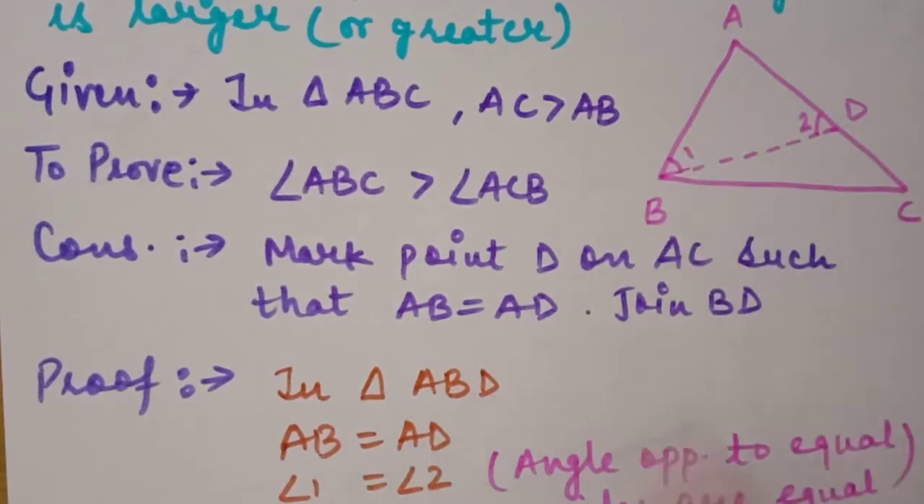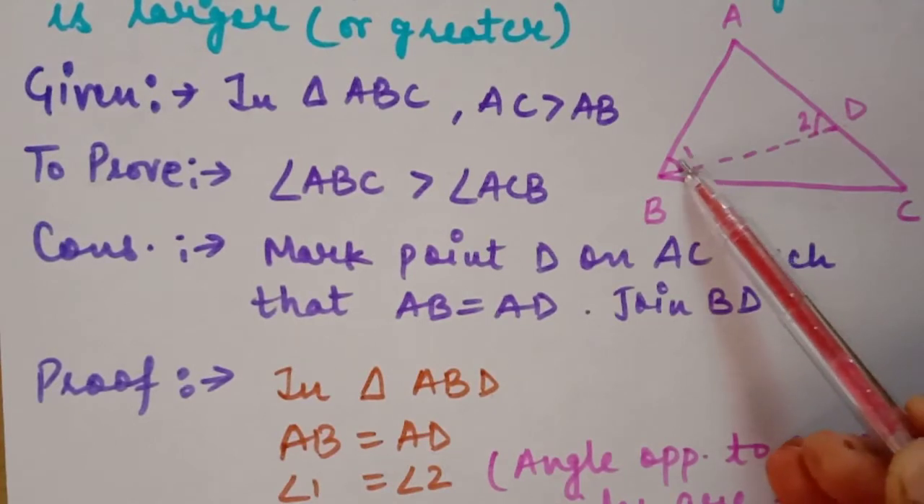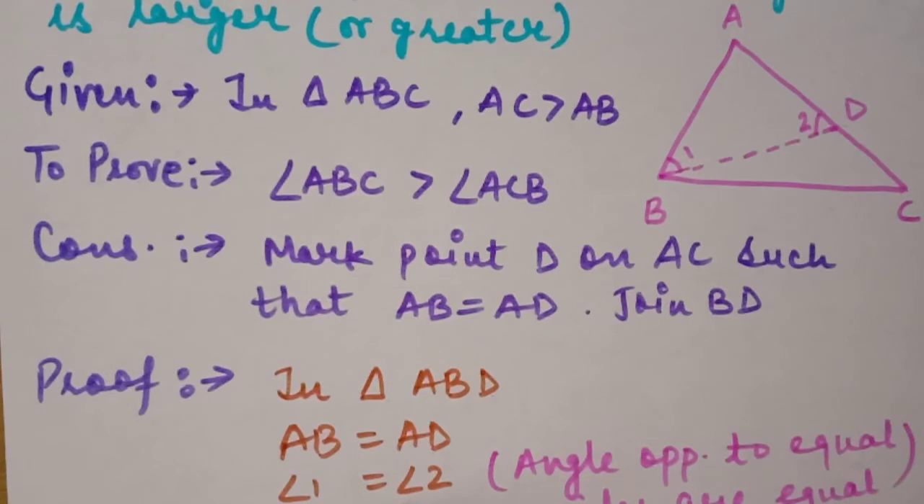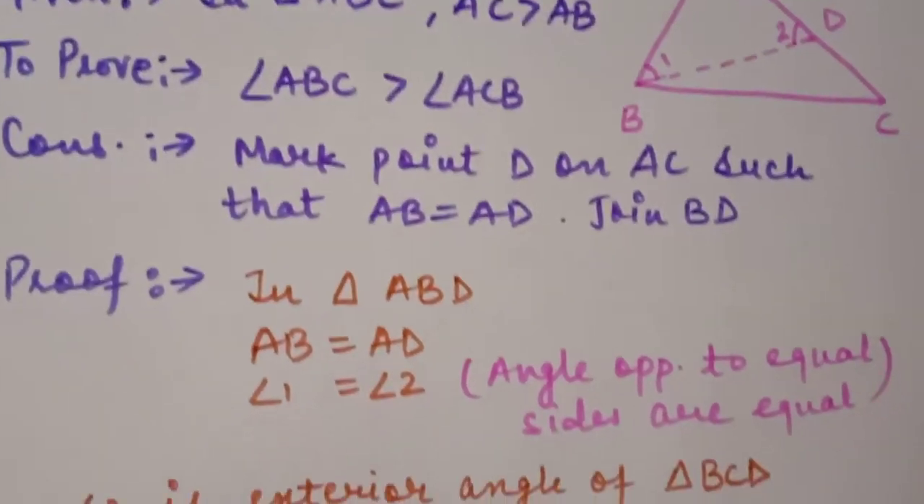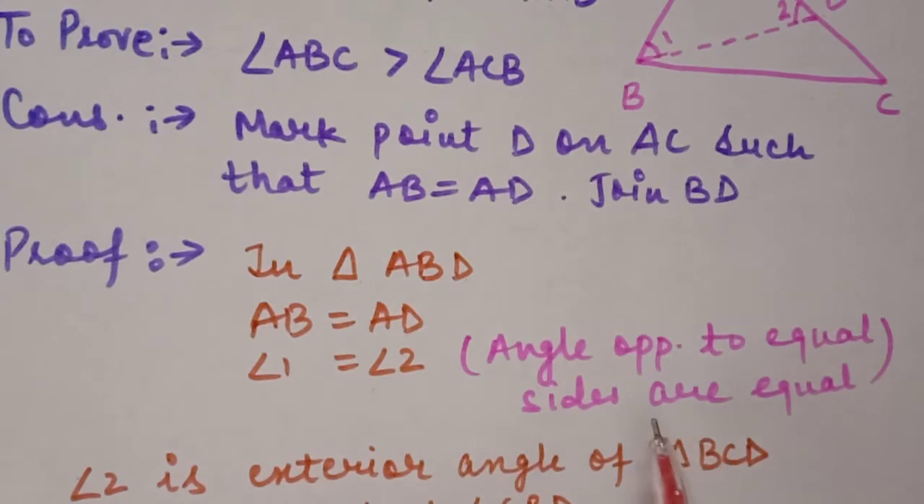Now in triangle ABD, AB is equal to AD. If these two sides are equal, then definitely the opposite angles, or base angles of a triangle, are also equal. What is the reason? The reason is angles opposite to equal sides are equal. Do you remember theorem 7.2 and 7.3? Theorem 7.2 was angles opposite to equal sides are equal. Theorem 7.3 was sides opposite to equal angles are equal.